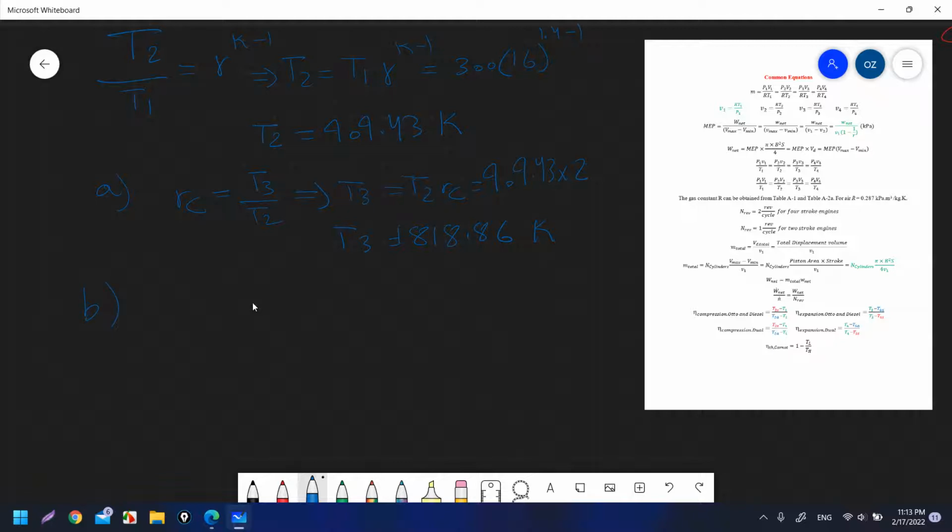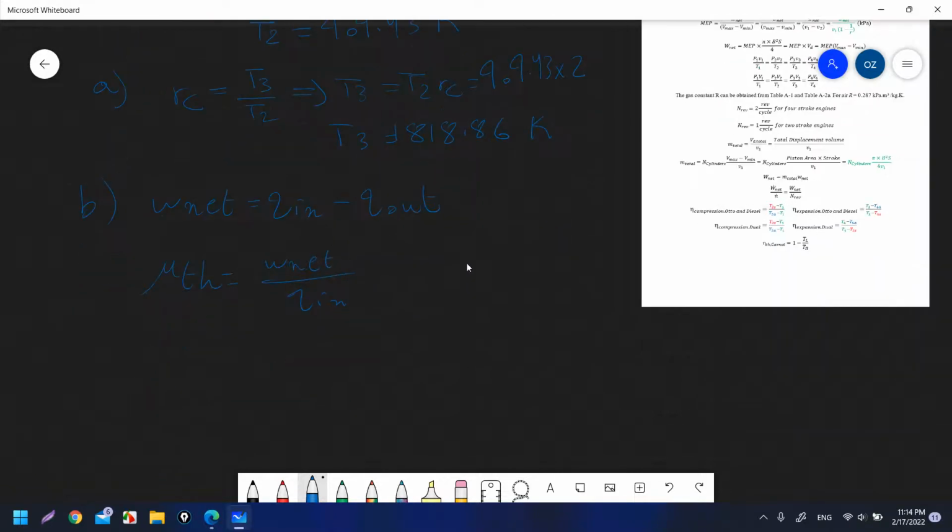So for part B, Wnet is equal to Qn minus Qout. I want to find Wnet because I will use it again in the mean effective pressure. Okay, and then for thermal efficiency, it is Wnet over Qn.